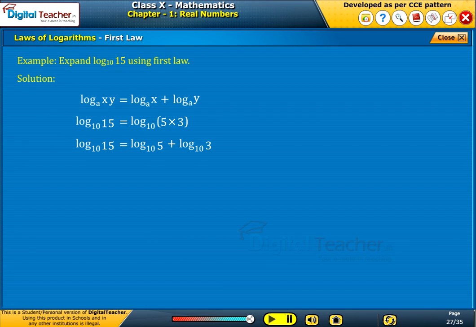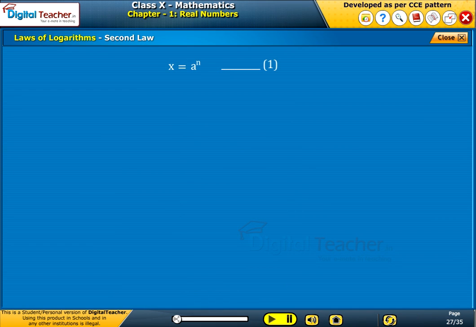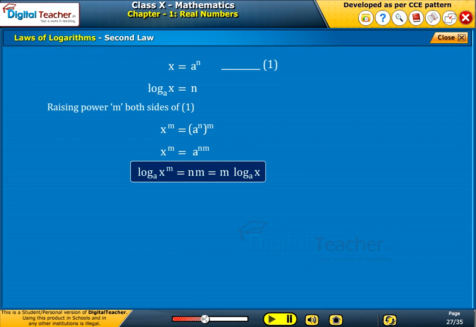Now, let us learn the second law of logarithm. Second law. Consider x is equal to a to the power n as equation 1. Its equivalent logarithmic form is log x to the base a is equal to n. If we raise both sides of equation 1 to the power m, the obtained expression is as shown. Applying the laws of exponents on this expression, we get another expression as shown on the screen. Its logarithmic form is log x to the power m to the base a is equal to nm is equal to m log x to the base a.